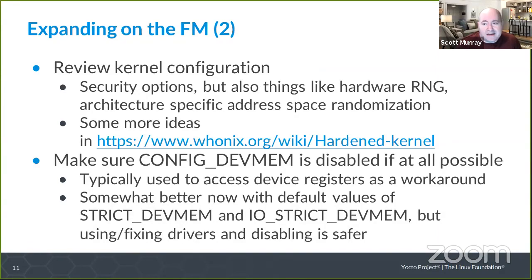So another thing that is pretty typical would be to review the kernel configuration. So you go through, I mean, there's a security option menu in the kernel config, but there's other things around in the kernel configuration, like hardware random number generator support, which has become important for certain things these days. The architecture specific address space randomization features are actually in the architecture selections. So that's basically shifting things around at boot time to make it harder for rootkits to function. That's the kind of support you get from that.